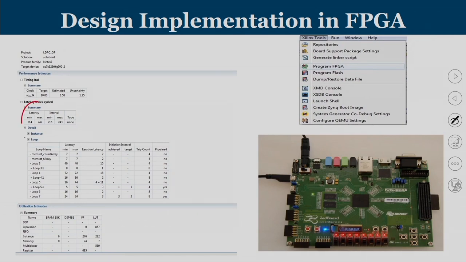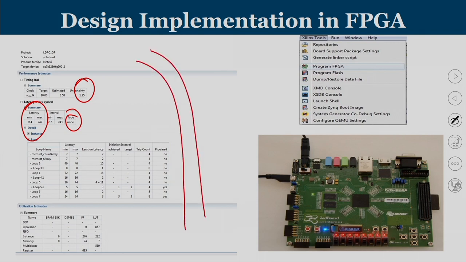How much is the latency, how much is the area, the type, the number of various subunits. This is what is known as a synthesis report, and that will tell you what hardware components are used. And then you generate the bit stream.